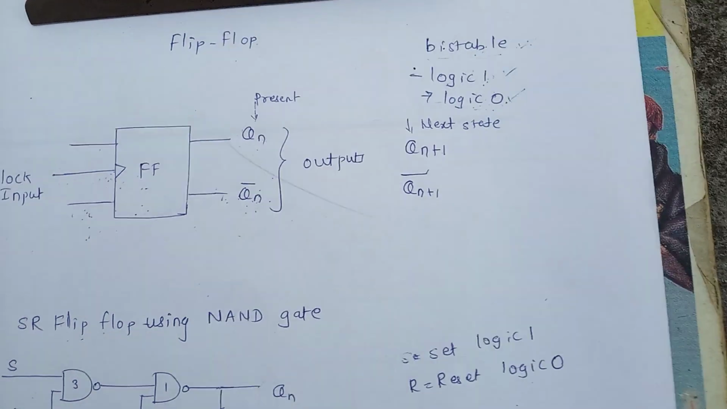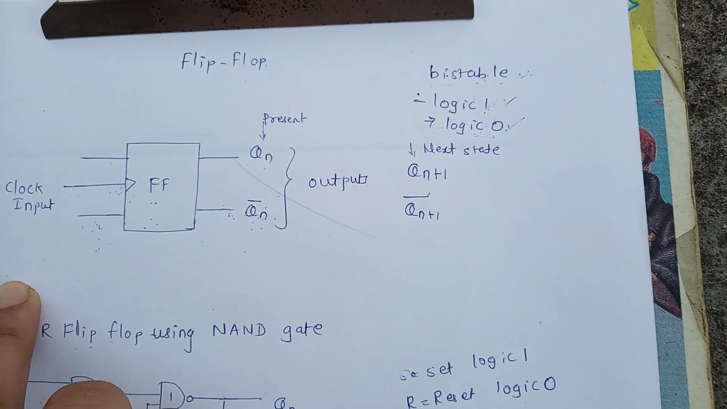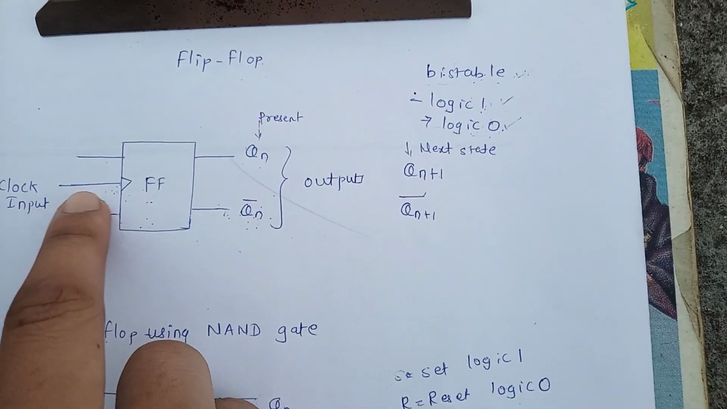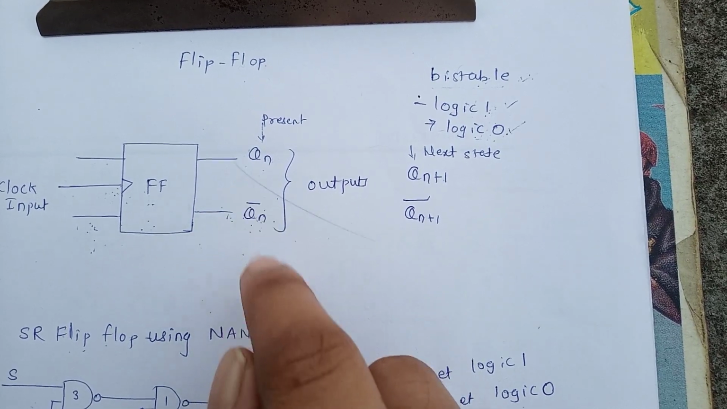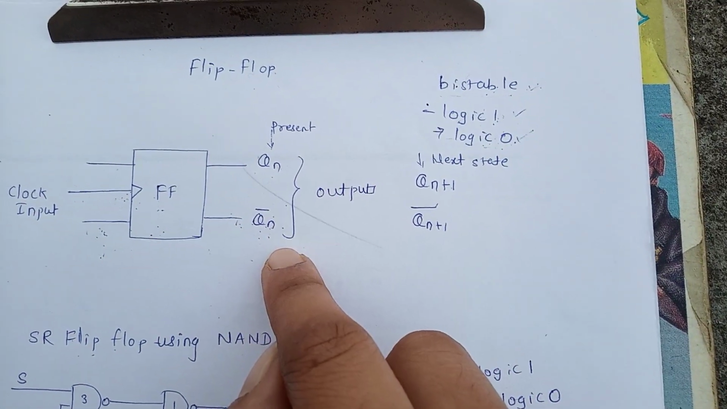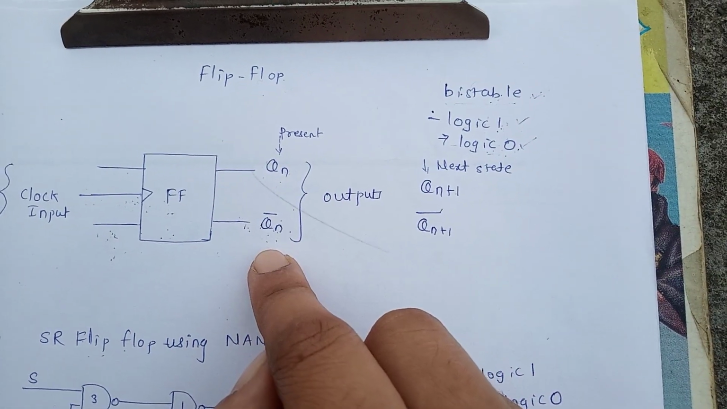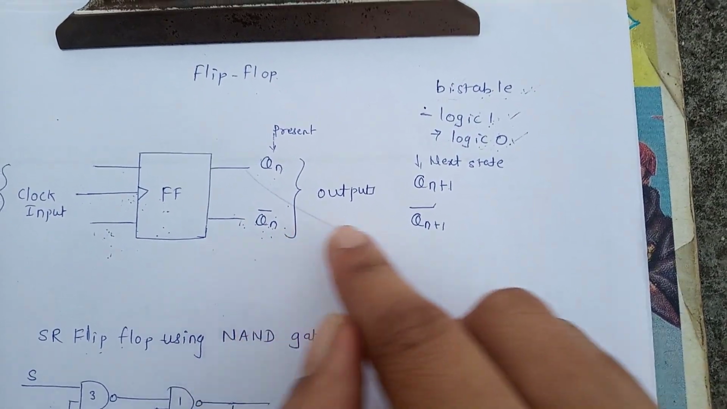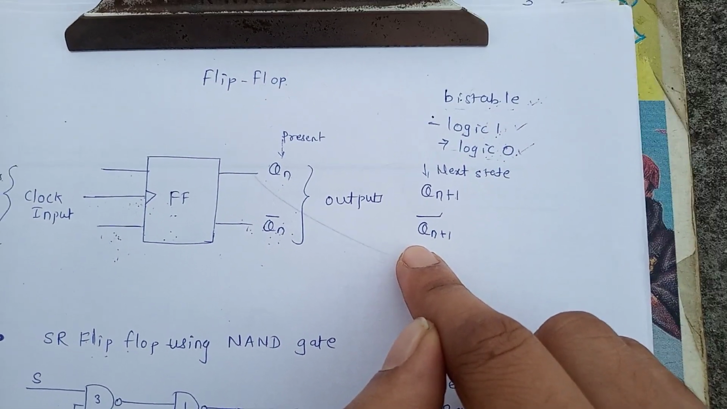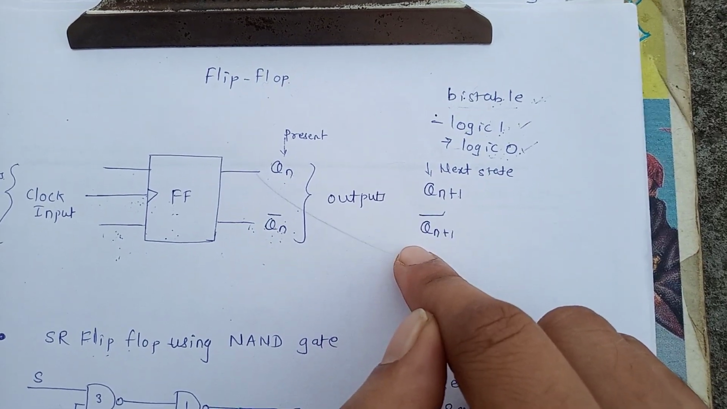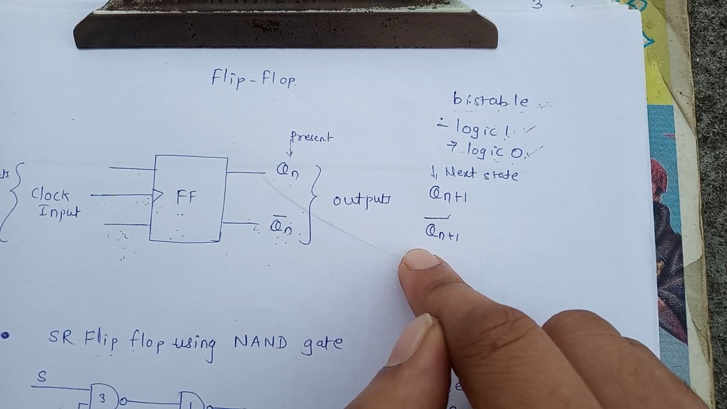The output states of flip-flop are updated according to the inputs of flip-flop only when clock input is activated. The value of output states at any given instant of time is called the present state of flip-flop, and that present state is denoted by Qn and Qn bar. Now, upon activation of clock input, the new output state of flip-flop is called the next state, and it is denoted by Qn plus 1 and its complement Qn plus 1 bar.